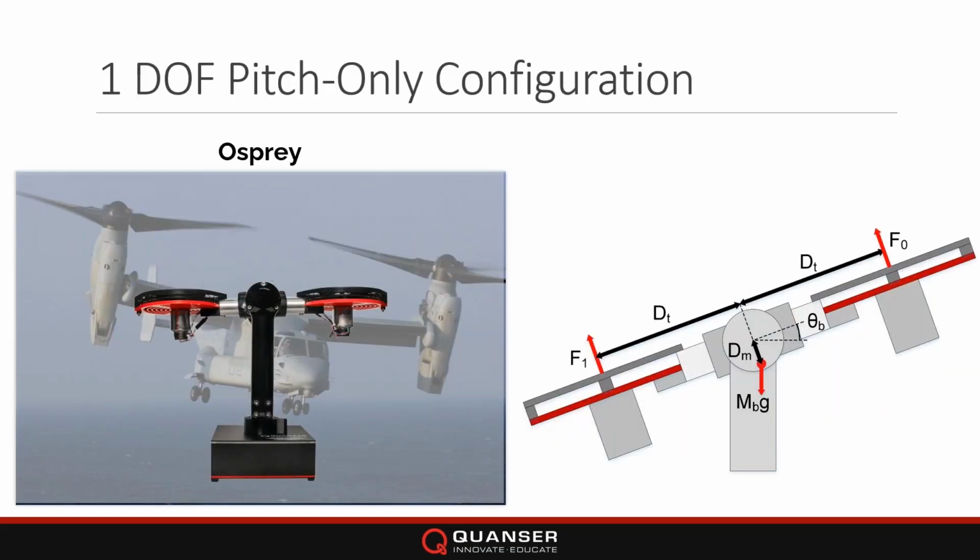Today we're going to be dealing with the 1 DOF pitch-only configuration. This resembles an aerospace system called the Osprey, which has similar dynamics. You have both rotors parallel to the ground in a horizontal fashion, and the free body diagram is on the right there. It's only allowed to move along the pitch, and you have a force on each of the thrusters.